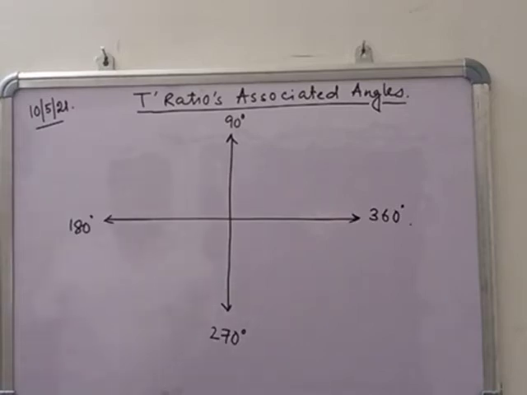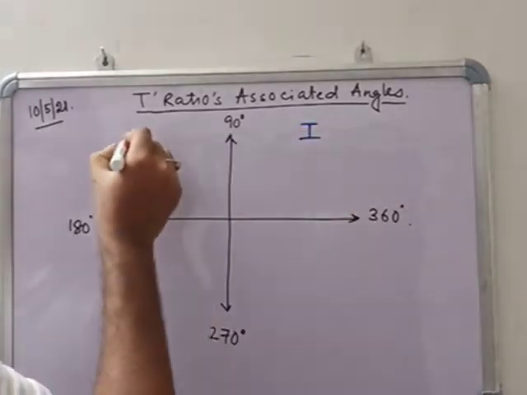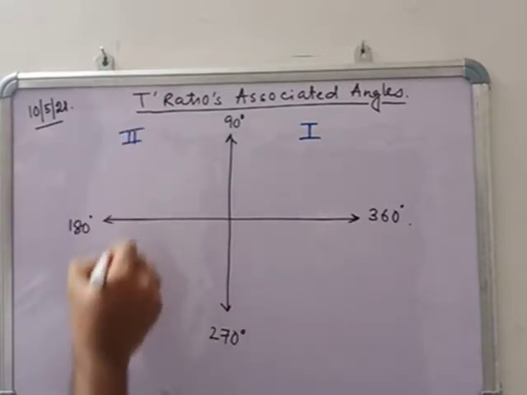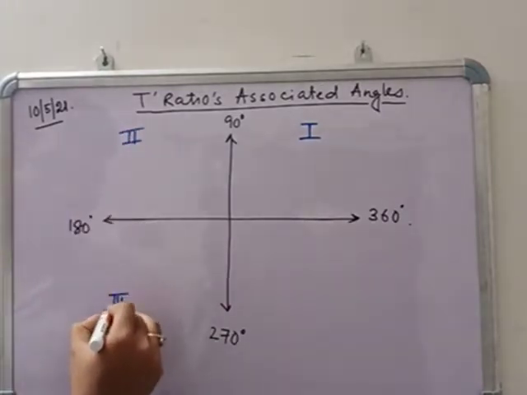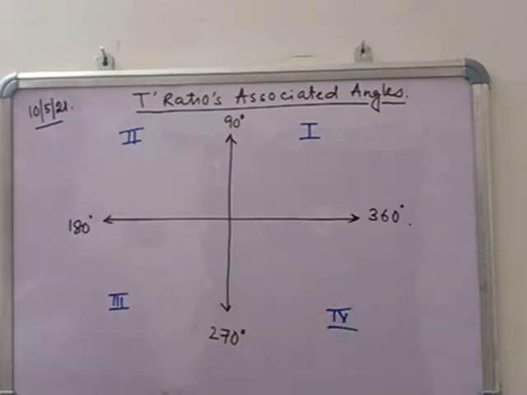Today we are going to discuss trigonometrical ratios of associated angles. So we know that there are four quadrants. This is 90 degrees; this is the first quadrant, this is the second quadrant, this is the third quadrant, and this is the fourth quadrant. The four quadrants are there.